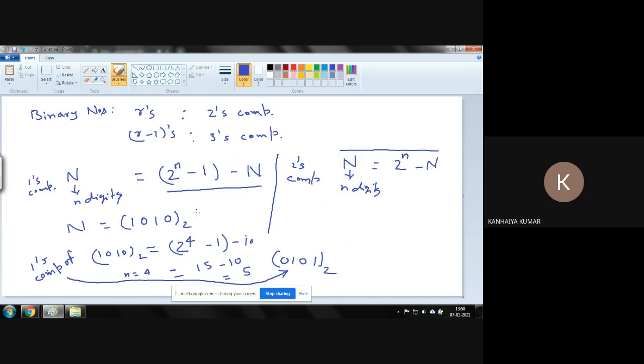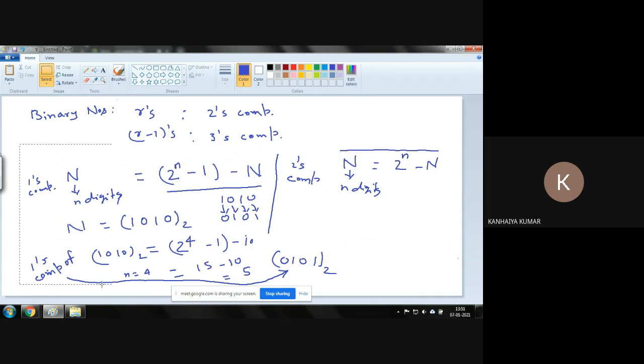Let's see here. 1010 was the number given to you, and you found the complement of 1010 as 0101. Can you see a pattern? Each 0 becomes 1, each 1 becomes 0. So whenever you are asked for the one's complement of a binary number, just invert each and every bit separately. You will get your answer.